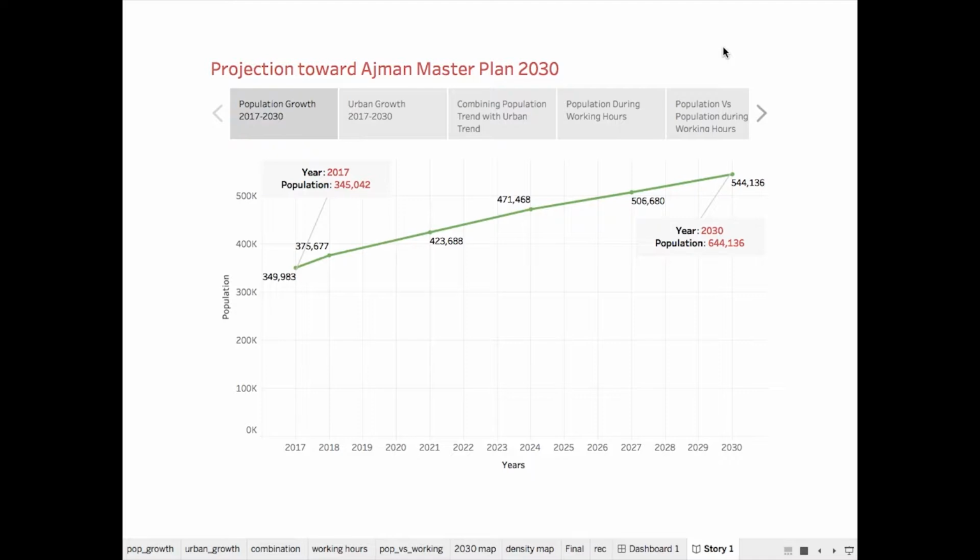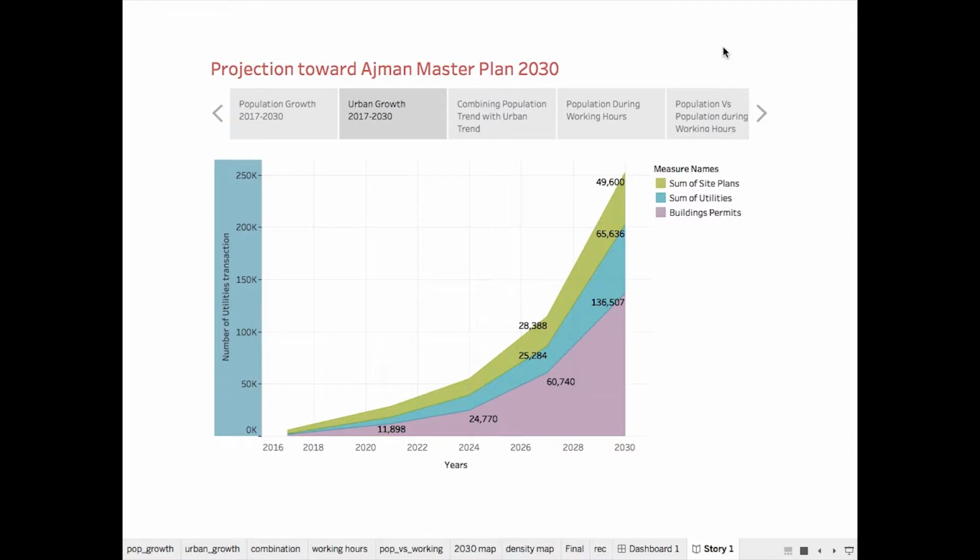It begins from our lovely Emirates, Ajman, from 2070 to 2030. In this graph, we are investigating the population growth from 2070 to the expected 2030. That's shown here. The population will grow from 345,000 in 2070 to approximately 545,000 in 2030.